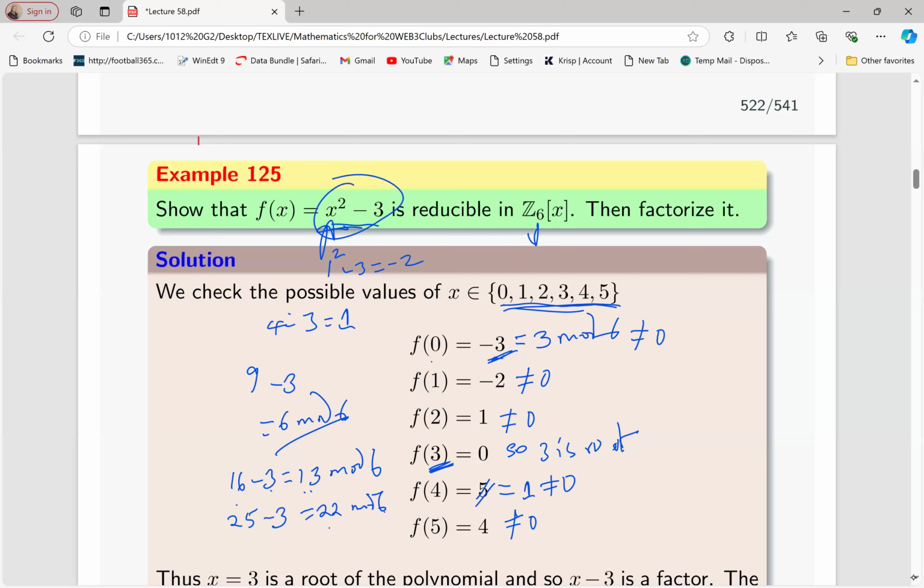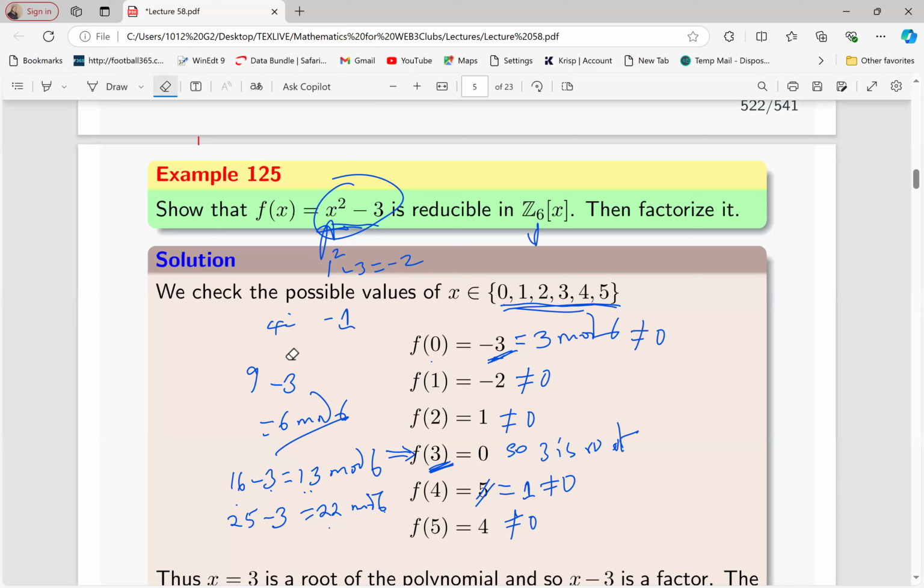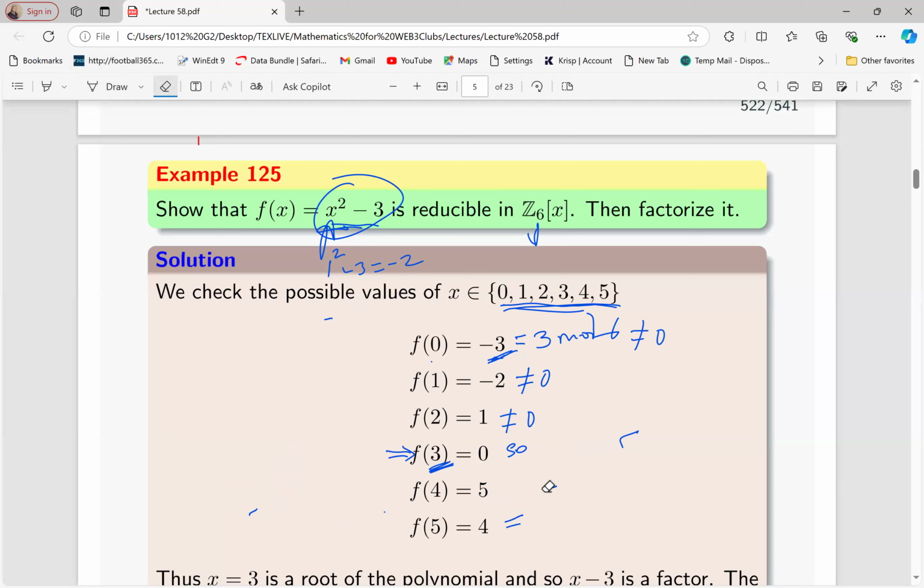It means it's repeated, it's repeating itself. Because this is a quadratic equation, and a quadratic equation has 2 roots, it cannot have 1. We tried all the values that are supposed to be roots mod 6, and only 3 was a root, and it means it repeats itself. Good. So that means it can be factorized.